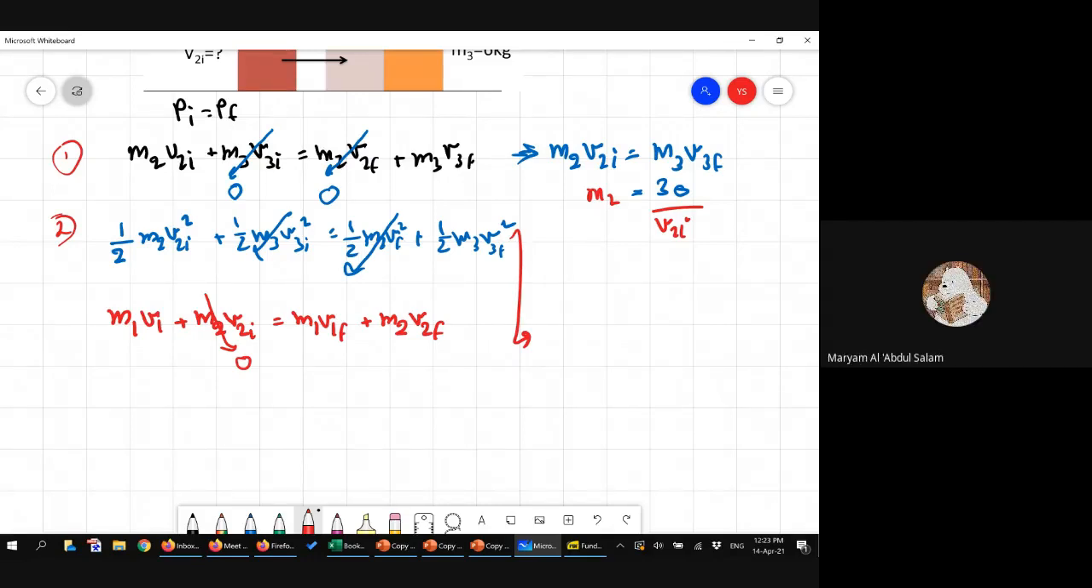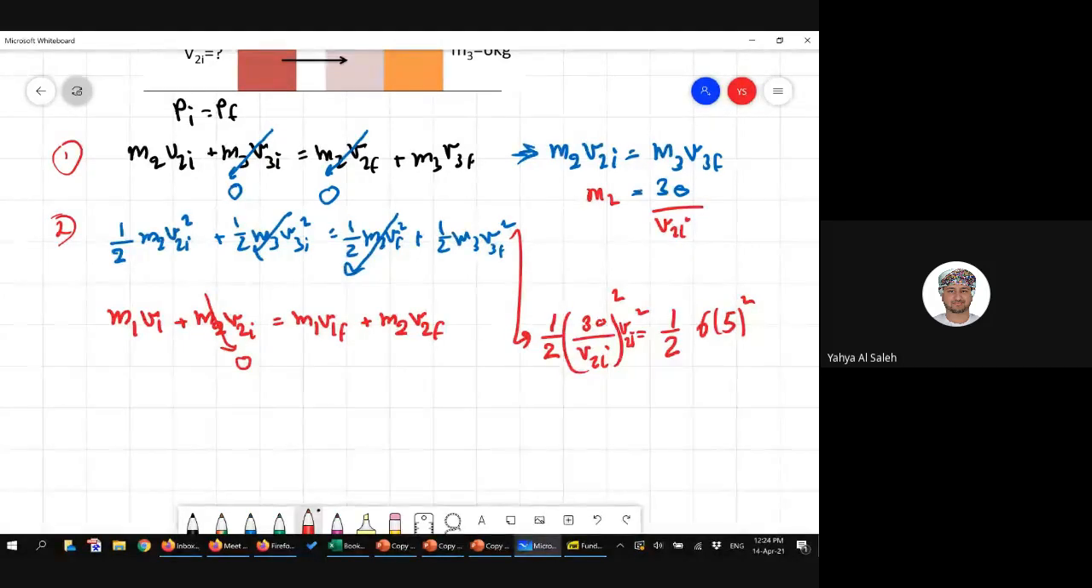Let's try it. We already know M3 and V3F. Good. So half 30 divided by V2I squared equals half. What is this? M3, we know it's 6. V3F, we know it's 5. Squared. No, the first side is supposed to be 30 divided by V2I multiplied by V2I squared. So. Ah, yes. V2I squared.